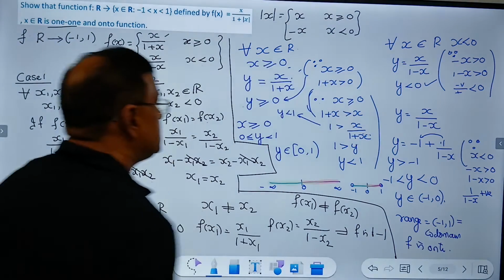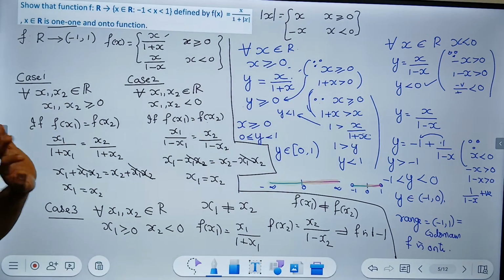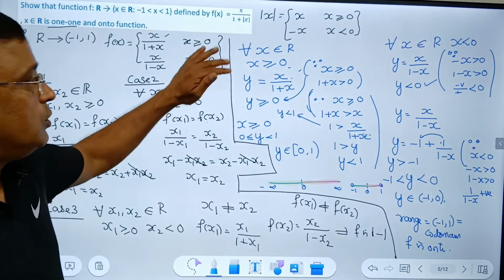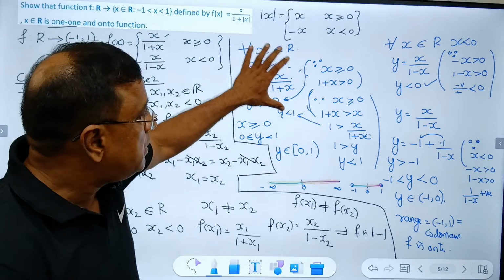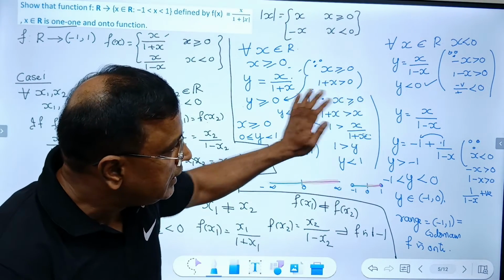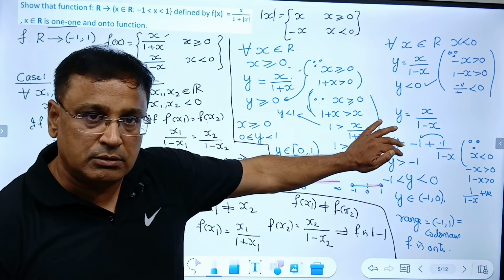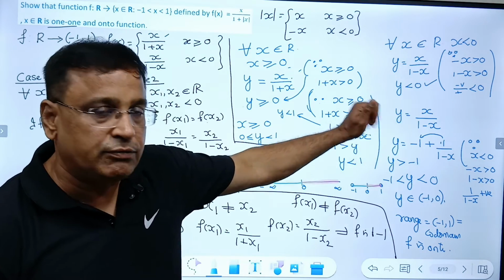So it's a very tough question. You have to be very, very careful with this. Is it clear? So I have proved 1 to 1, and I also proved onto. This part you just rewind and see. It will take some time for you to understand. If you still have a doubt, please comment in the comment section. I will definitely get back to you.